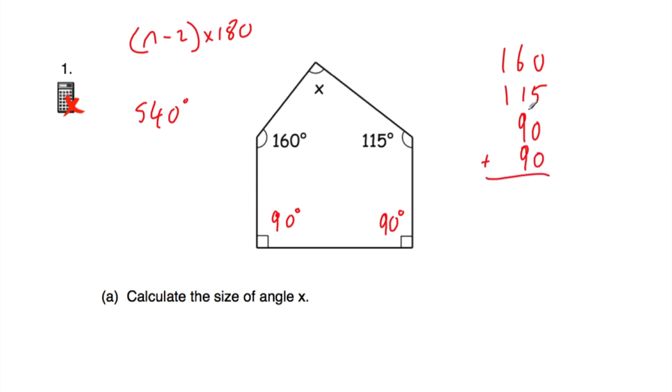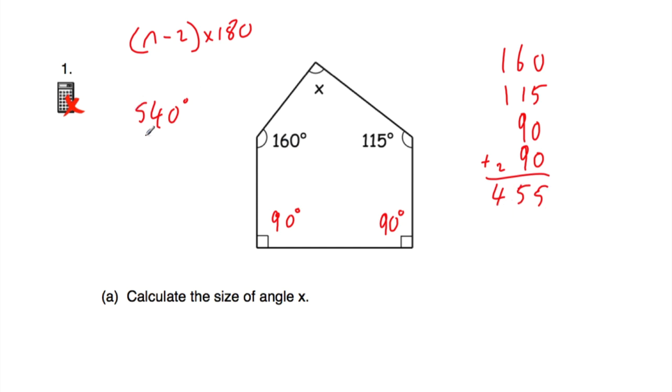When we add those up, we get 0 plus 5 is 5, plus 0 is 5. So we've got 5. And then 6 plus 1 is 7, plus 9 is 16, plus 9 is 25, so it's going to be 5, and then carry 2. And then 1 plus 1 is 2, plus 2 is 4. So these four angles add up to 455 degrees.